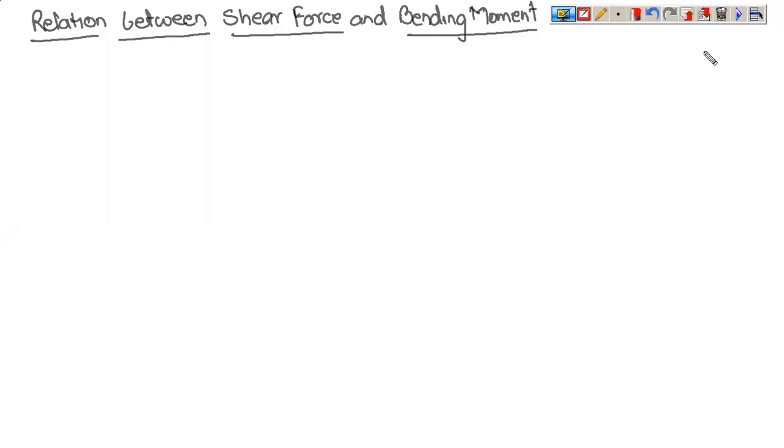So now let us see the relationship between shear force and bending moment. To see the relationship between shear force and bending moment, why do we actually need it?